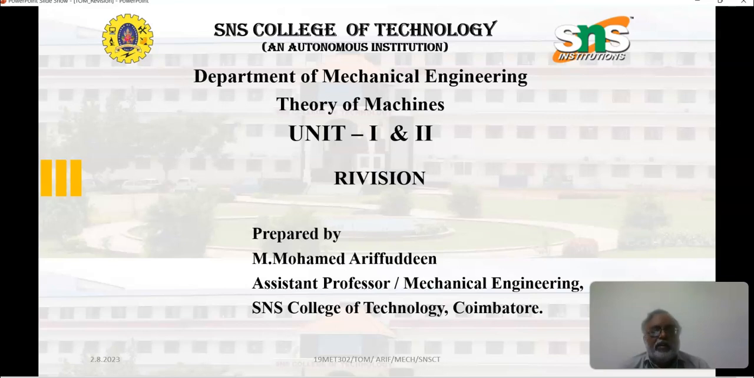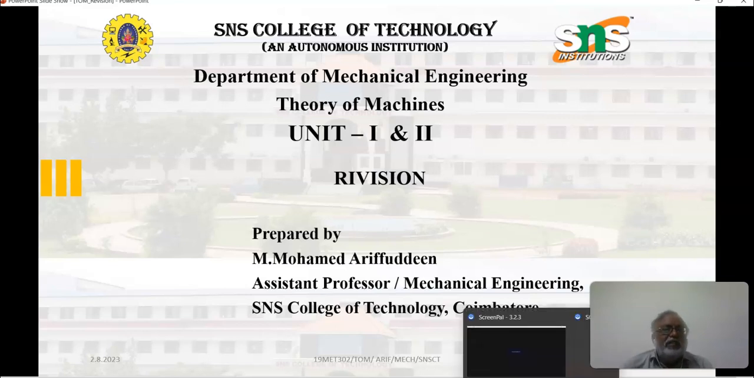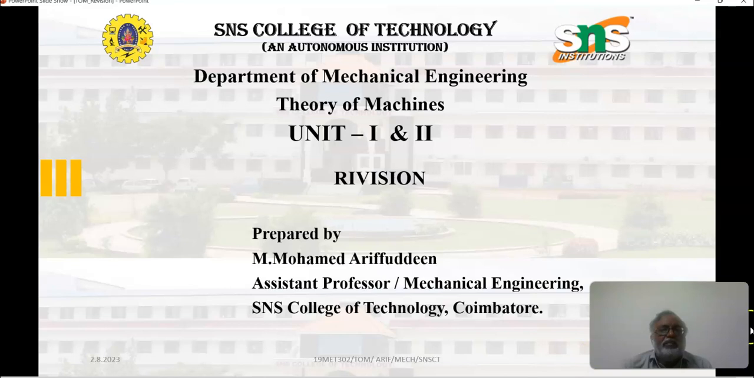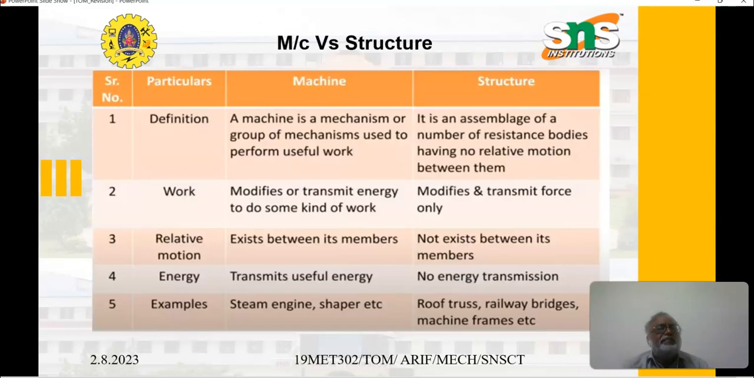Let us continue our discussions. This is my second part about theory of machines, in which we are discussing the machines and mechanisms, as well as comparing the machine with the structure here. As per the definition, a machine is a mechanism, or a group of mechanisms, used to perform useful work. We have discussed this in our earlier lecture already.